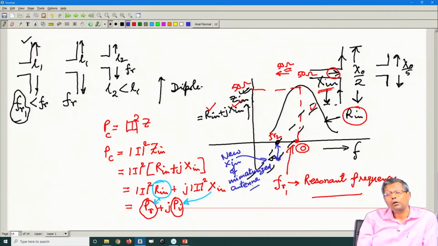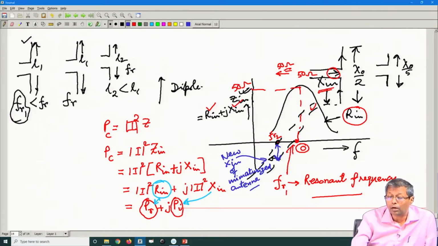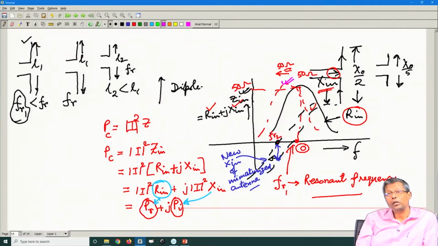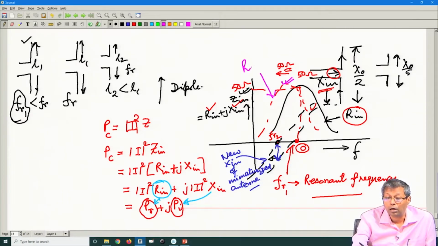In this curve, this amount of capacitance, which is indicated in blue, must be compensated. If I can compensate this, then I can bring the reactance curve here, and the resistance curve is also going to shift here. So, we will have established a new resonance where the maximum power will be radiated, by the new R in curve.